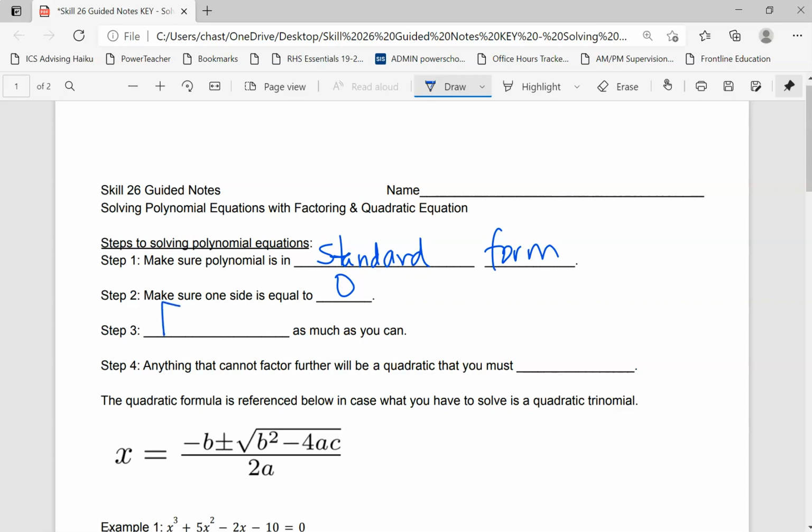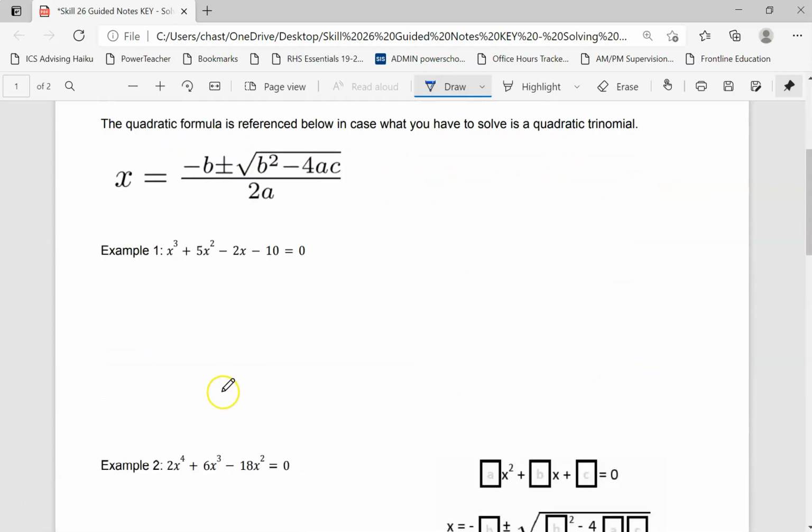We're going to factor as much as we can. So we're going to use all those wonderful factoring techniques that we've used throughout the semester. And then finally, anything that cannot be factored further is going to be a quadratic that you must solve. In some cases, it can be solved just by using square roots. You may also need to use the quadratic formula. So we'll see some examples of each type.